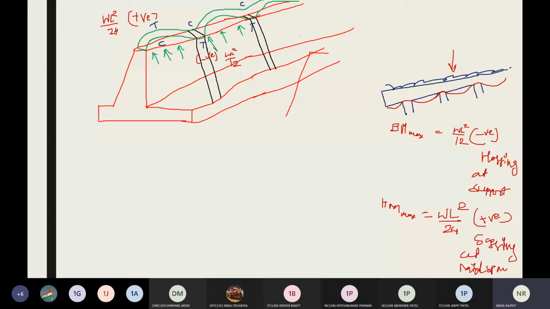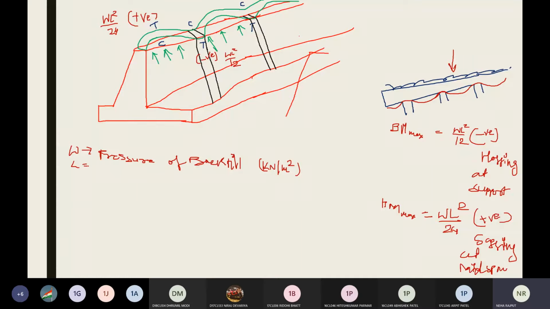Now what is W over here? W is the pressure of backfill, and this will be in kilonewton per meter square. Pressure of backfill in kilonewton per meter square.